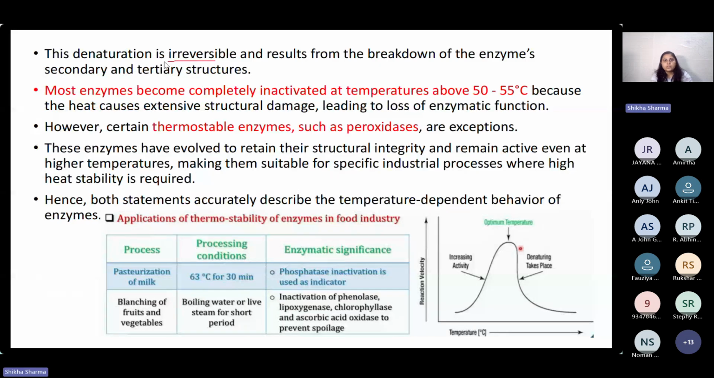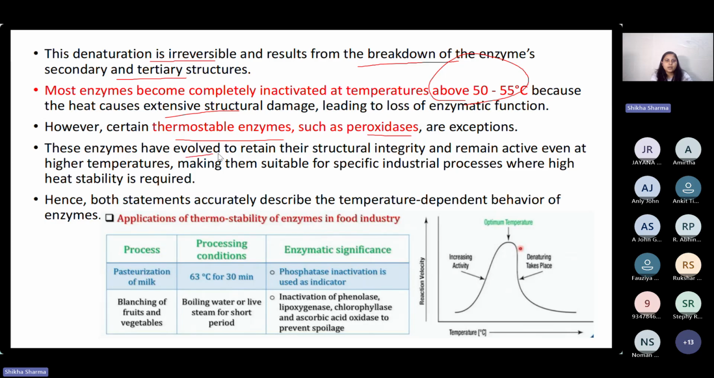So this denaturation is basically irreversible. It results in the breakdown of the enzyme's secondary and tertiary structures. Most enzymes are completely inactivated above 50 to 55 degrees Celsius, except for thermostable enzymes like peroxidases. Others will undergo extensive structural damage and lose their enzymatic function.